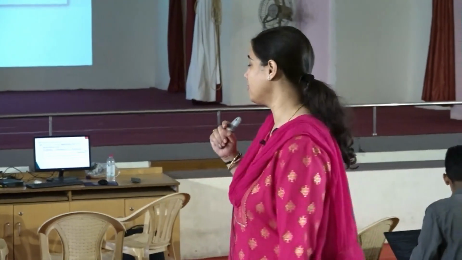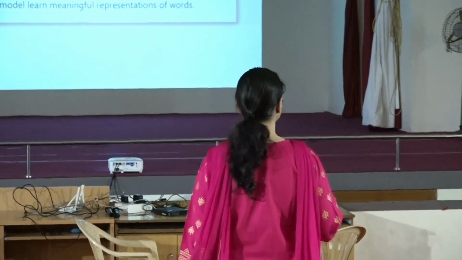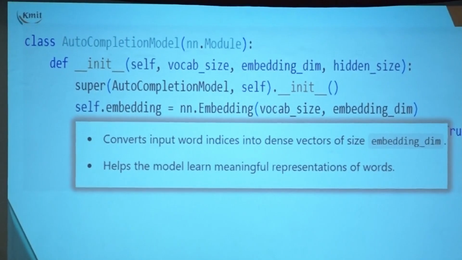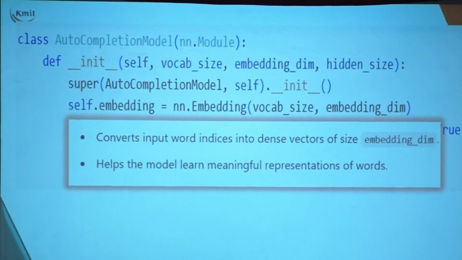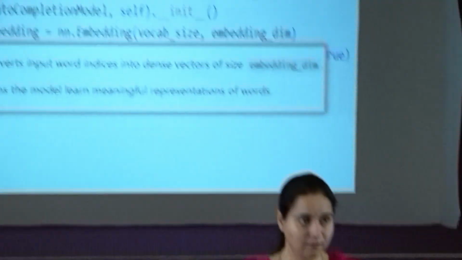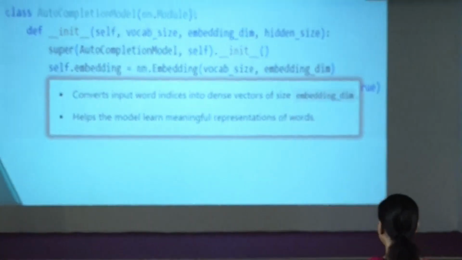So you are defining an embedding layer wherein you are passing parameters as your vocabulary size, that is the total number of unique tokens that you have come across, and you are also fixing what should be the dimension of the vector. Is it a pre-trained vector model or not? Yes. Okay. So it helps the model learn meaningful representations of the words.